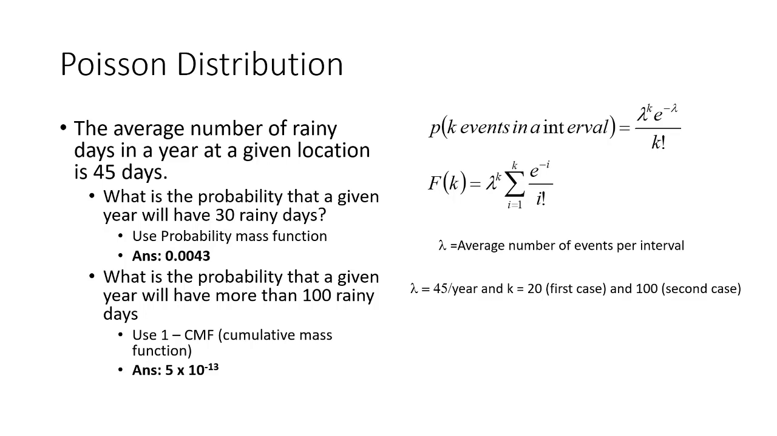So again, that is a very, very small probability. So this is generally, if it's having on an average 45 days of rainfall, that's a fairly dry place, a semi-arid or an arid region. So expecting 100 days of rainfall there is perhaps wishful thinking, and that's what this probability tells us.